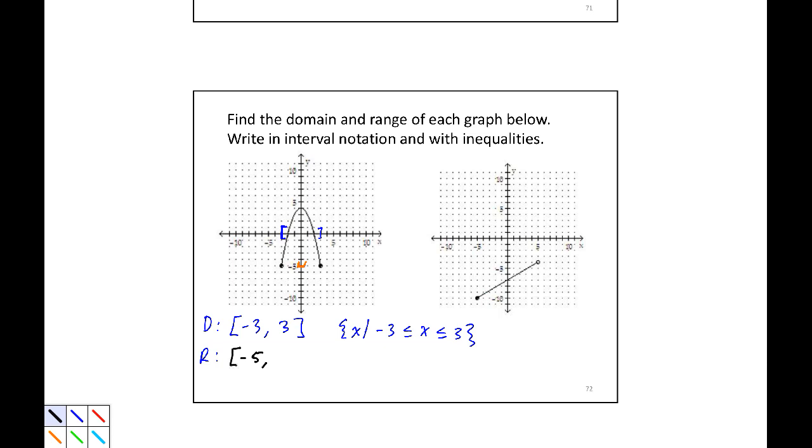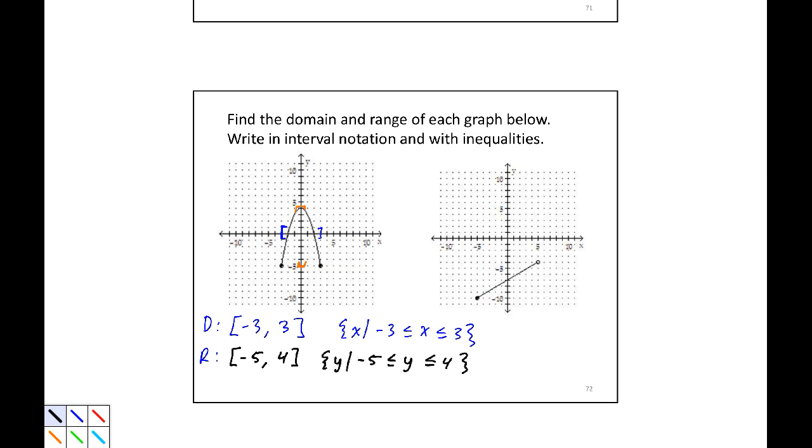So we have a bracket, and then the highest the function gets is up here at 4. And we don't have an open dot there, so we assume that that's closed. So it goes from negative 5 to 4. And that would be written as y such that negative 5 is less than or equal to y, which is less than or equal to 4. And we'll close our brace there. That's it in inequality notation. We didn't have any open dots in that, so there are no parentheses at all.